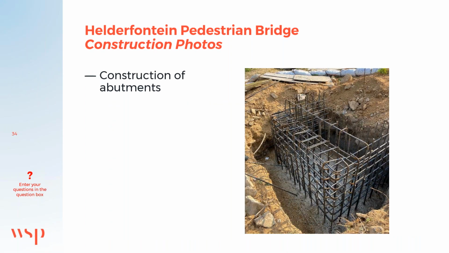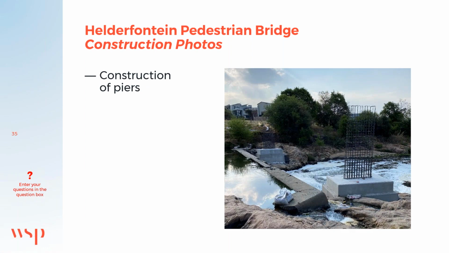Here you can see some of the reinforcement that was placed for the one abutment. This is prior to closing of the shutters and during one of the inspections on site. This photo shows the construction of the piers. As you can see, and as mentioned, there's quite a large mass concrete layer due to the rapidly varying levels of the granite rock.